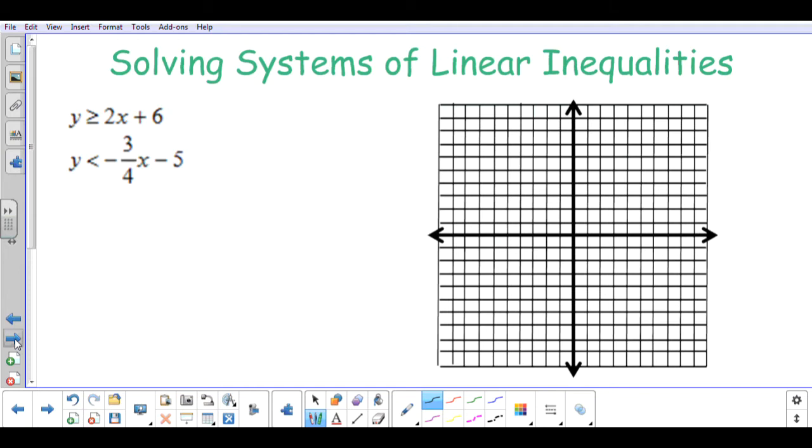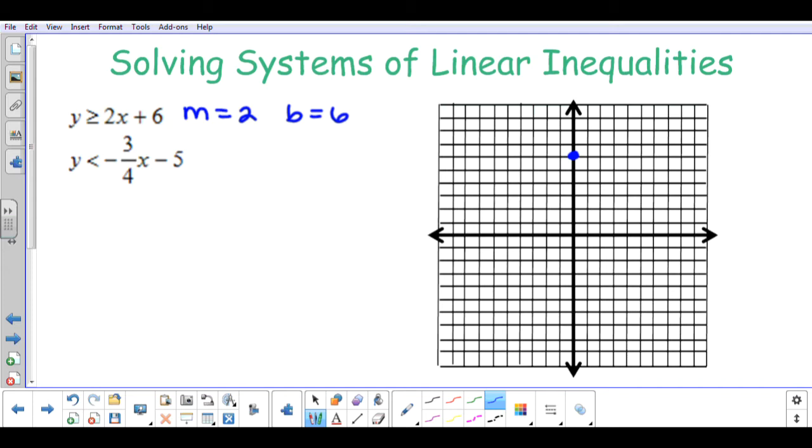So let's look at our next example. We have y greater than or equal to 2x plus 6, and y is less than negative 3/4 x minus 5. So you want to complete one equation at a time. We'll graph an equation and shade it before we move on to the second one. If I start with my first equation, y is greater than or equal to 2x plus 6, I have a slope of 2 and a y-intercept of 6. So I'm going to start plotting my graph at positive 6 on the y-axis.